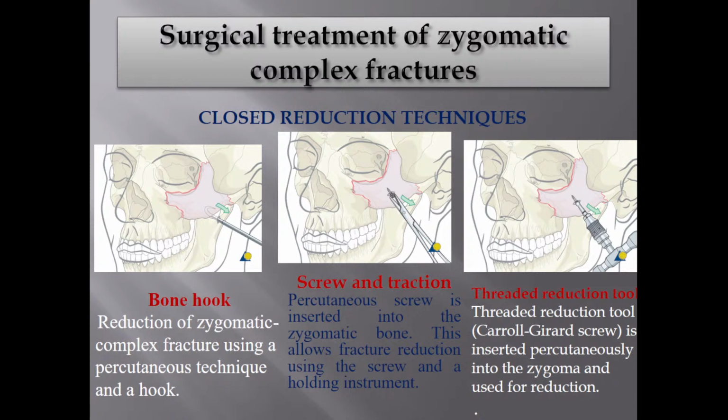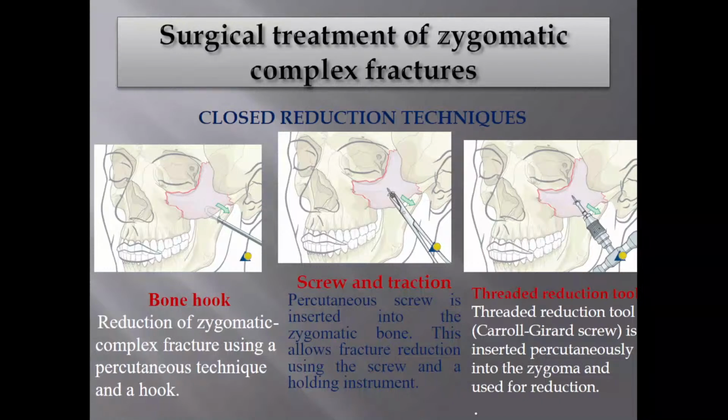The same aim have the screw and traction and threaded reduction tools. We can use these screws which are inserted into the zygomatic bone, and this allows fracture reduction using the screw and holding instrument, and we can traction. If by the bone hook we can only take out the zygomatic bone, but if it's, for example, fracture and dislocation, with traction, or reversing, we can use this screw and pull it into the right anatomical position. And the same threaded reduction tools, we can use the Carroll-Girard screw, which is inserted inside the zygoma and then pulled out.